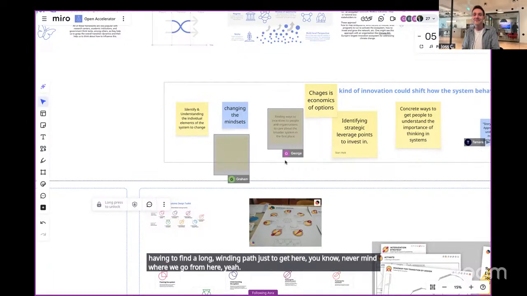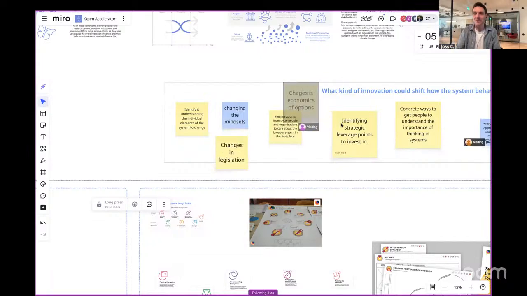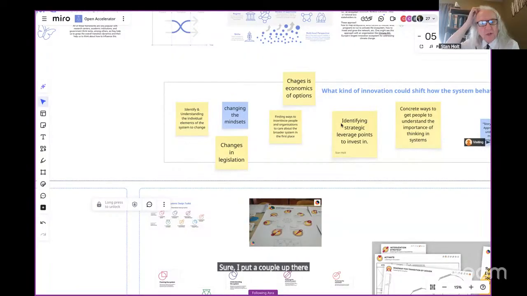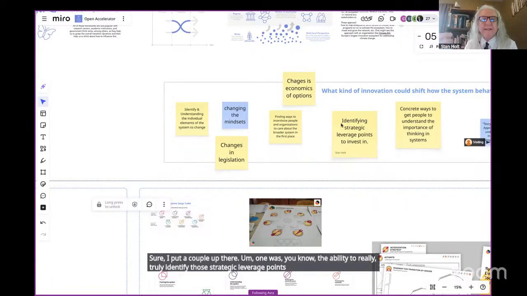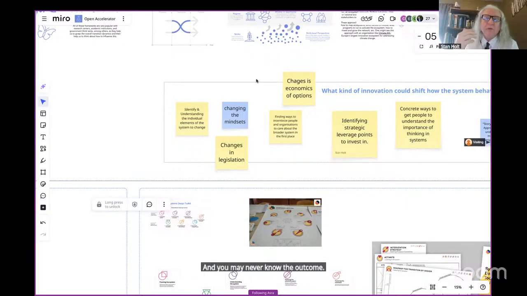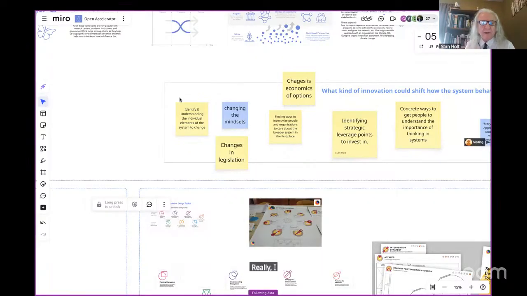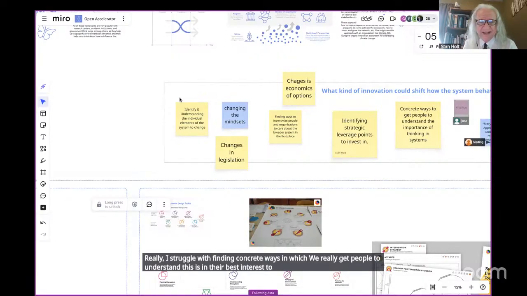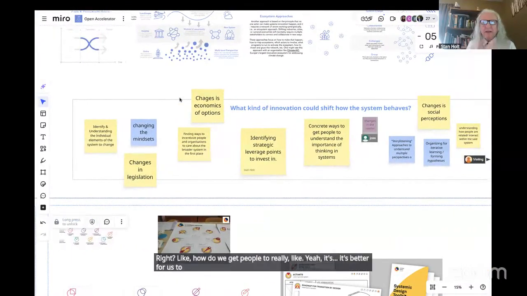Anyone else? Stan, do you want to share? Sure, I put a couple up there. One was the ability to really truly identify those strategic leverage points and then really investing in that, right? And you may never know the outcome. Well, you'll know the outcome, but you may not be able to predict all of the outcomes. And then the other one I put up was that I struggle with finding concrete ways in which we get people to understand it is in their best interest to think this way. Like, how do we get people to really see it's better for us to think this way than in the very individualistic and reductionist way that we are taught?